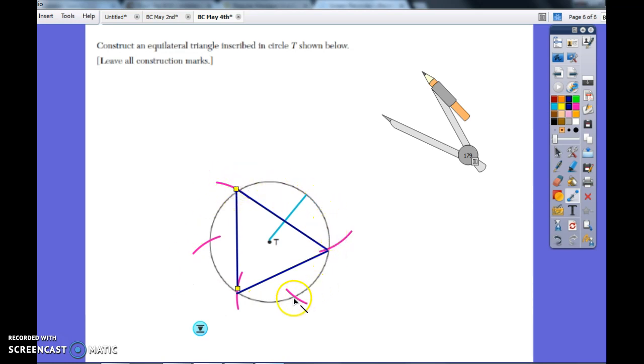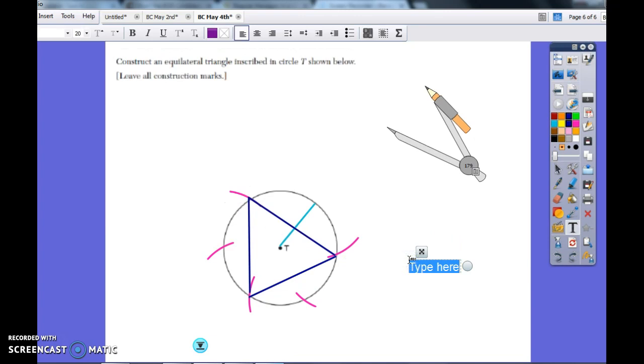120, 120, and 120. And hey, that makes sense because all the angles in this triangle are inscribed. And the way I find an inscribed angle is taking half the arc. So if I took half of 120, that would ensure me that each inscribed angle is 60. And by definition, you have yourself an equilateral triangle. Amazing how this mathematics works out. So those are the 4 constructions you'll be mainly responsible for in this unit.